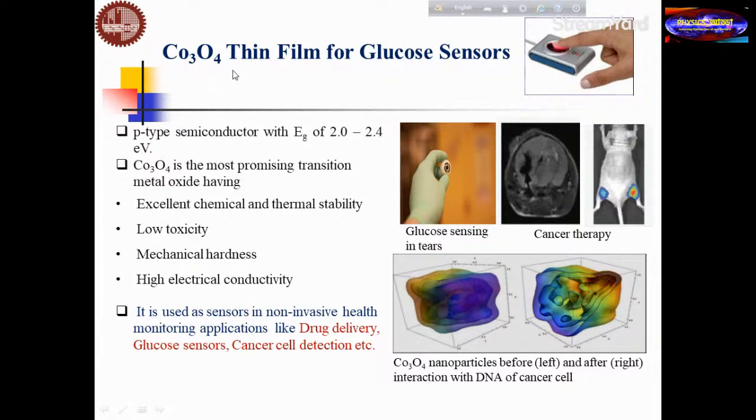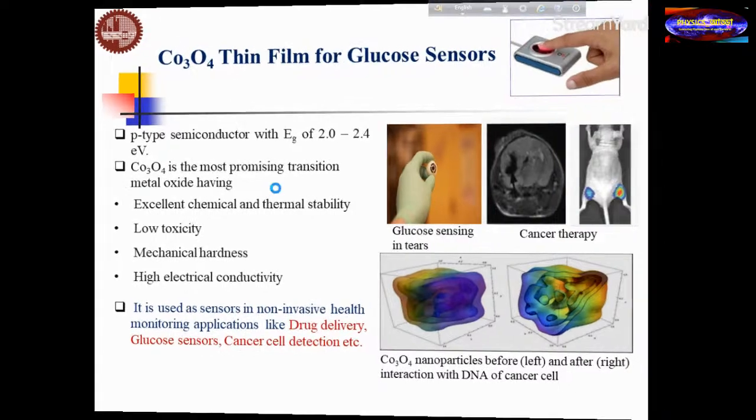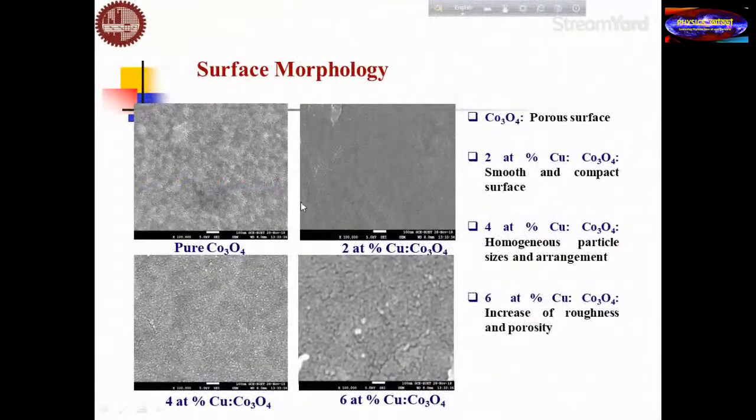Then we made the cobalt oxide films in our laboratory. You see here the pure cobalt oxide, then the 2%, 4%, and this is the 6% here. You see that 6%, 4%, 2%.